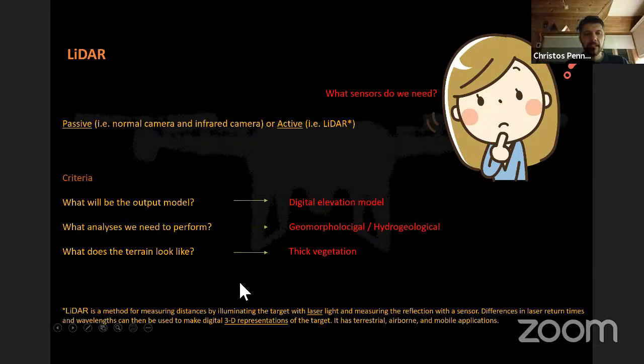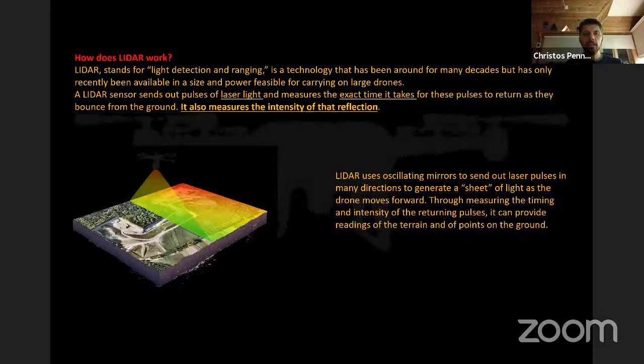What is LiDAR? LiDAR is a method for measuring distances by illuminating the target with a laser light and measuring the reflection with the sensor. So LiDAR sensors are active sensors. How does LiDAR work? LiDAR stands, as we said before, for light detection and ranging. It is a technology that has been around for many decades, but has only recently been available in size and power feasible for carrying on large drones.